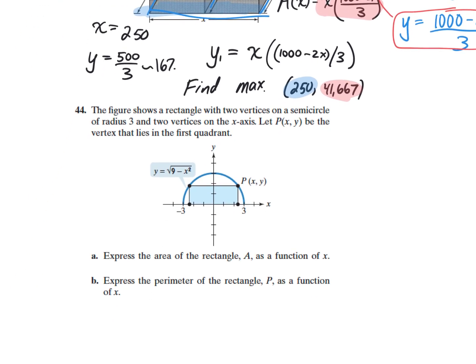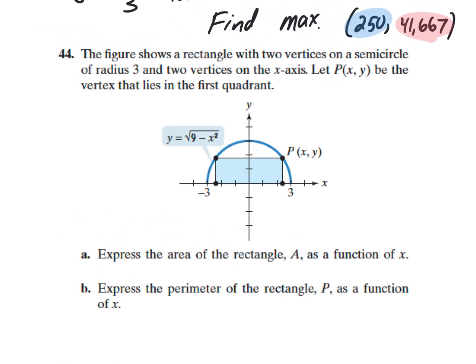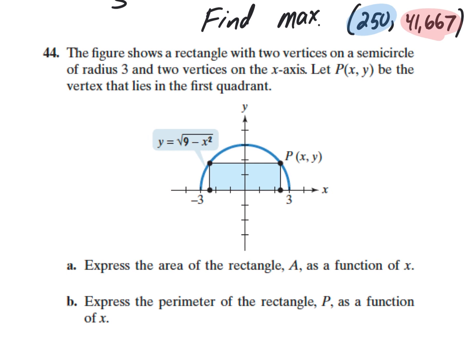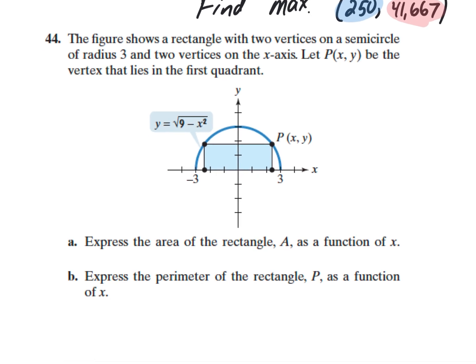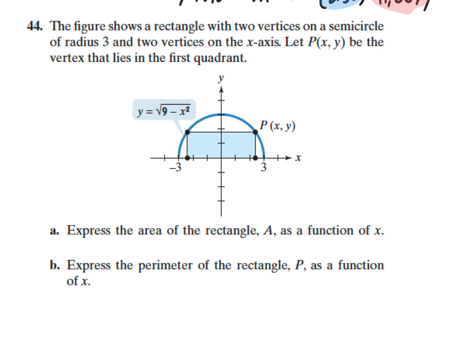We're going to look at one more problem, and this is a problem that exists on the coordinate plane. Here they tell us that we have a rectangle with two vertices on a semicircle, and that semicircle has an equation related to it. y equals the square root of 9 minus x squared. This semicircle also, we can see that it has a radius of 3, and they want us to find the area of this shaded rectangle.